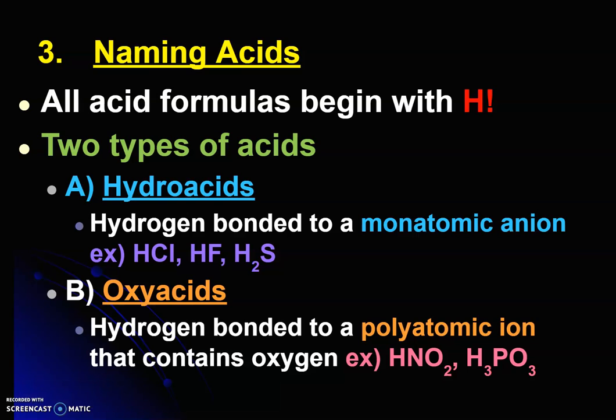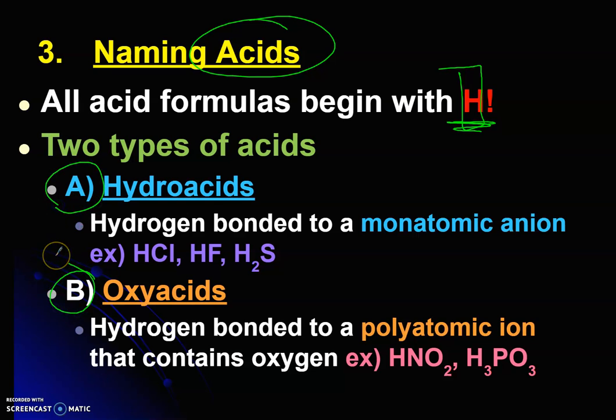Okay, the last thing that we're going to talk about nomenclature-wise is how to name acids. And how can you recognize an acid formula? Well, they all begin with hydrogen. Okay, but there are different rules for the different types of compounds that begin with hydrogen. So there are two different types of acids, and the rules for naming them depend on which type it is.